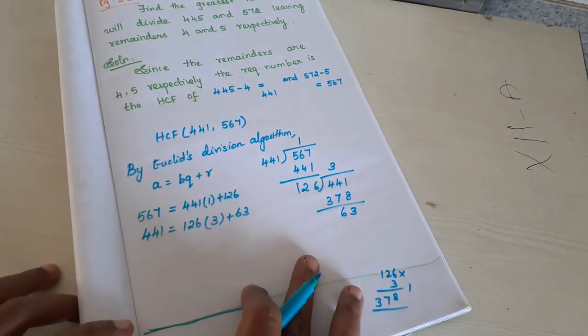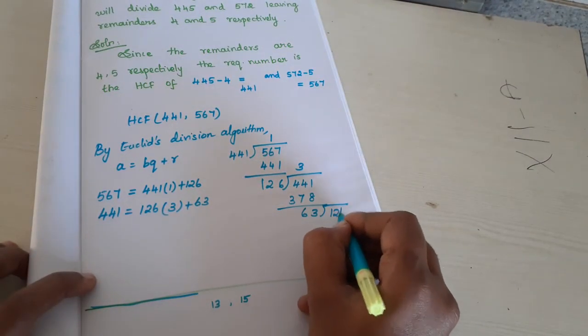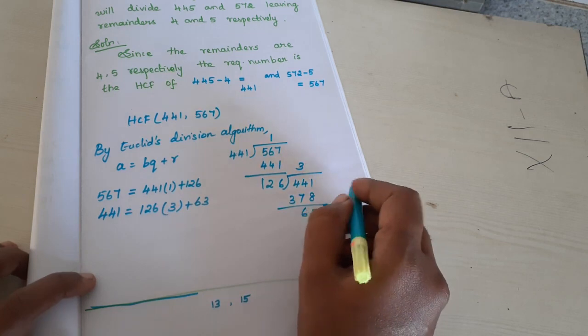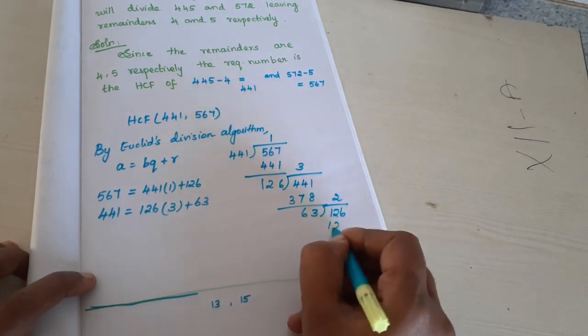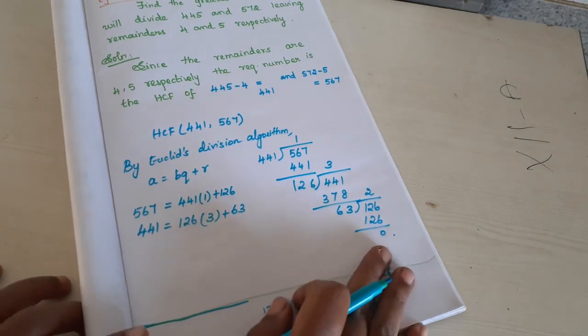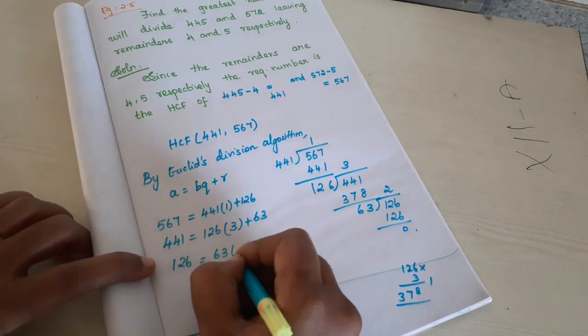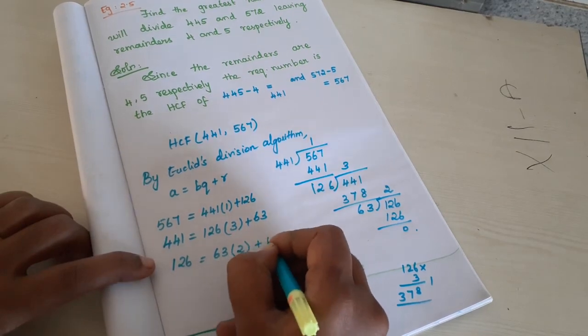The remainder is not getting 0, so we need to repeat this. Now this divisor becomes the dividend. So here how many times? 2 times, it will come correctly, no? 126, and at this stage we are getting the remainder 0. So 126 is equal to 63 into 2 plus 0.